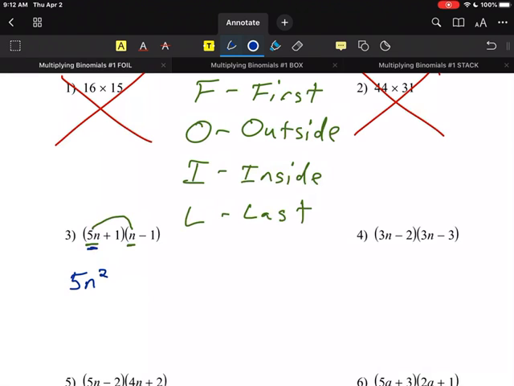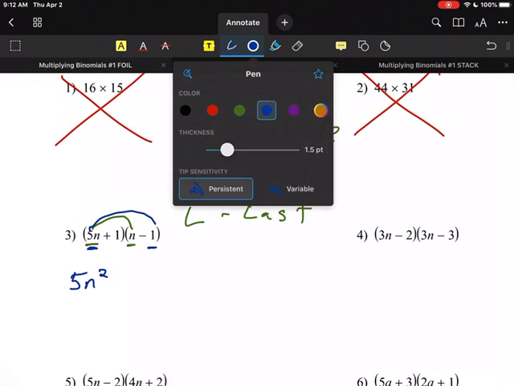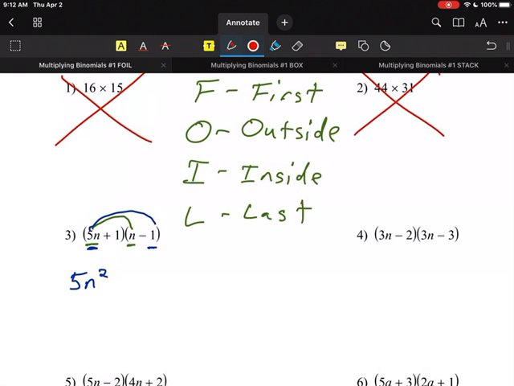So then you do the outside. So you got the 5n and the 1. Those are your two outside terms, all right? So you multiply those together, and you get 5n times negative 1, negative 5n. Okay? And then you do the inside. So the 1 and the n, those are your insides, all right? So you multiply these together. 1 times n is plus 1n.